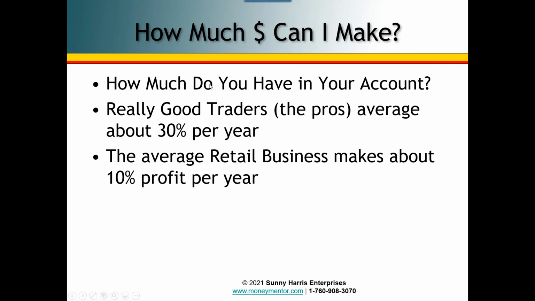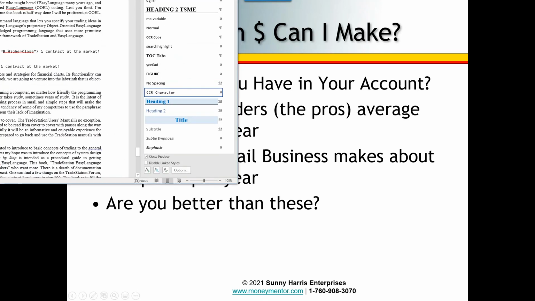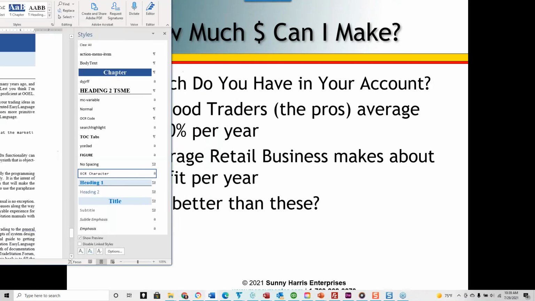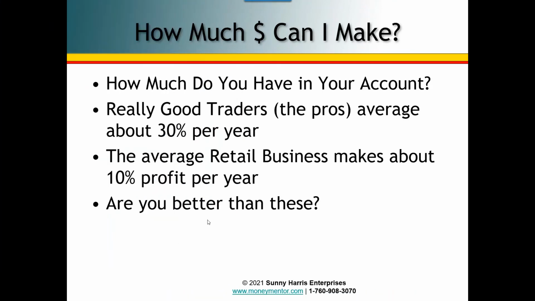So if you had $5,000 in your account and you made 10% profit, that's how much you're going to make. If you make 30% profit on 5,000, that's how much you're going to make. So you have to figure these things out. That's part of your business plan. That's part of what you tell yourself you're going to do, and you need to be able to present it to somebody else so that you actually will do what you say you're going to do. So if you're better than these, then maybe you can make more.